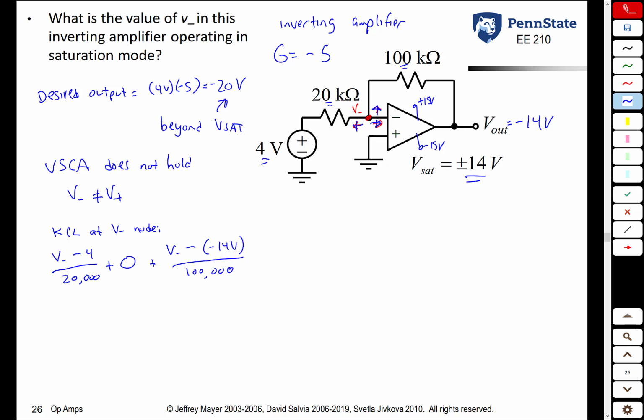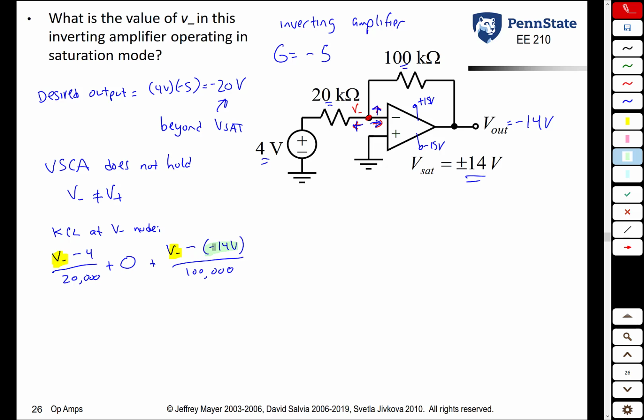So once again, just like when the op-amp is in linear mode, we do a KCL equation at the inverting terminal. What's different here, though, is the unknown is now V minus rather than V out. If you look back when we first looked at the inverting amplifier, we knew what V minus was.